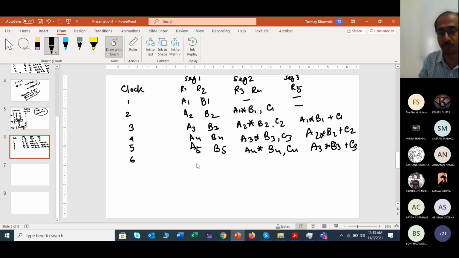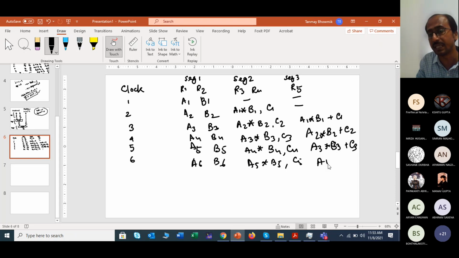So here how many clock pulses have been used? 6. And how many tasks have we completed? We have completed up to A6, B6, and here it is A5 multiplied by B5, comma C5, and here it is A4 multiplied by B4 plus C4. So this is the whole task we have completed till now. Still how many units do you need to do? Any guesswork?